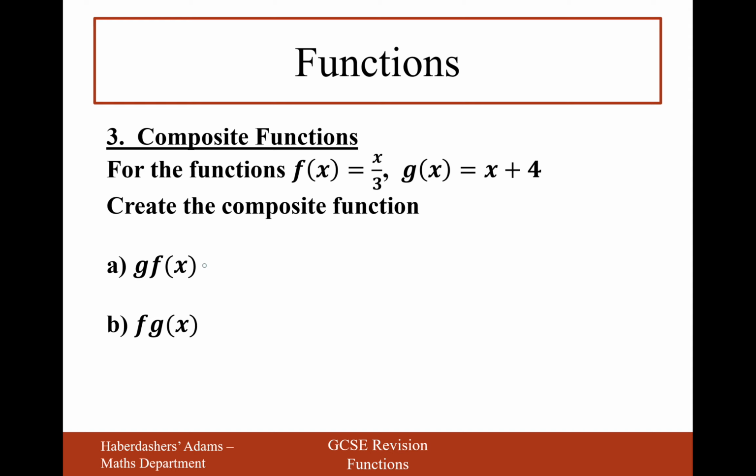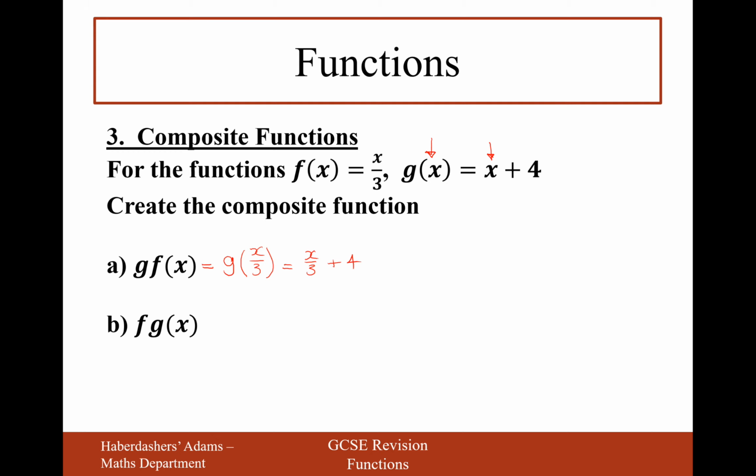Okay, so in this question here, what we need to do is replace the f function first. The f function is x divided by 3. Now what I'm going to do is take x divided by 3 and put it into the x positions in the g function. So that would be g of x over 3 equals x over 3 plus 4 on the side.